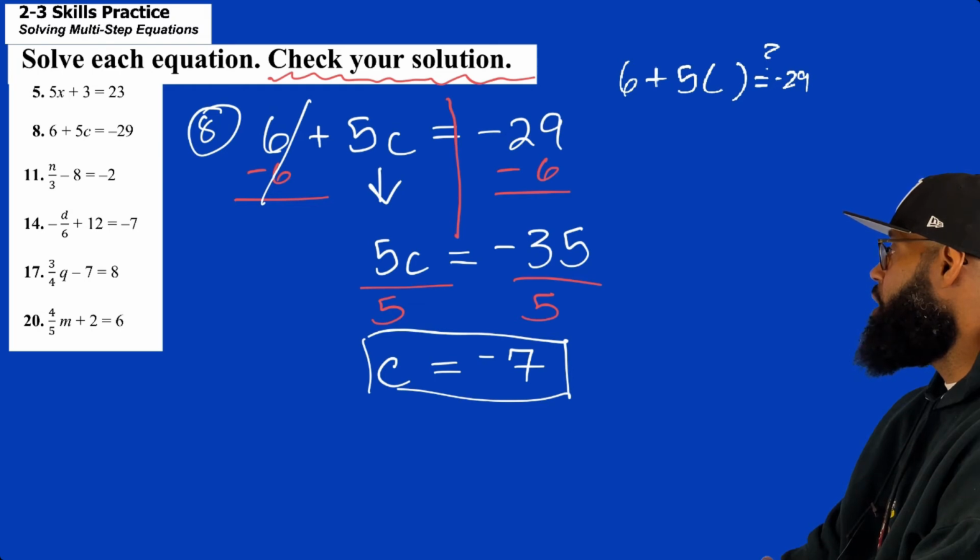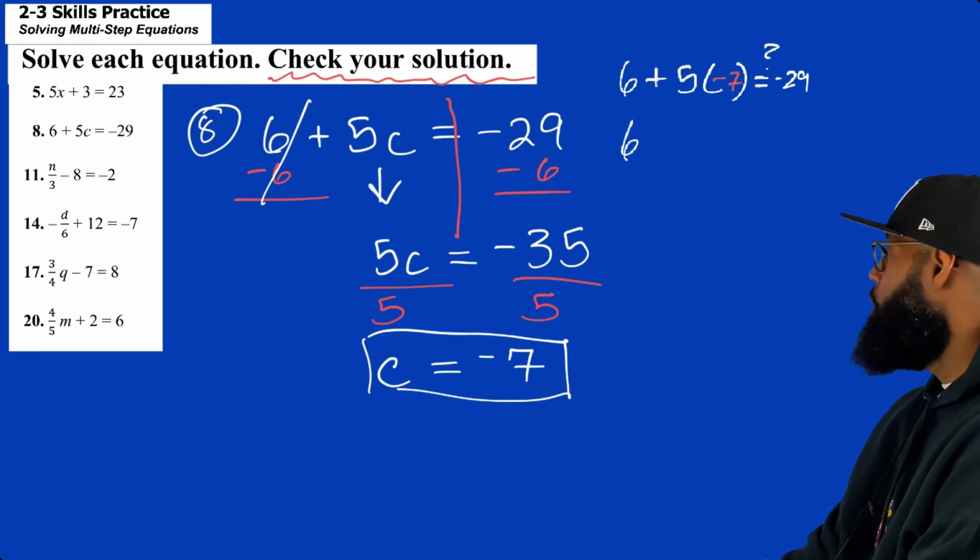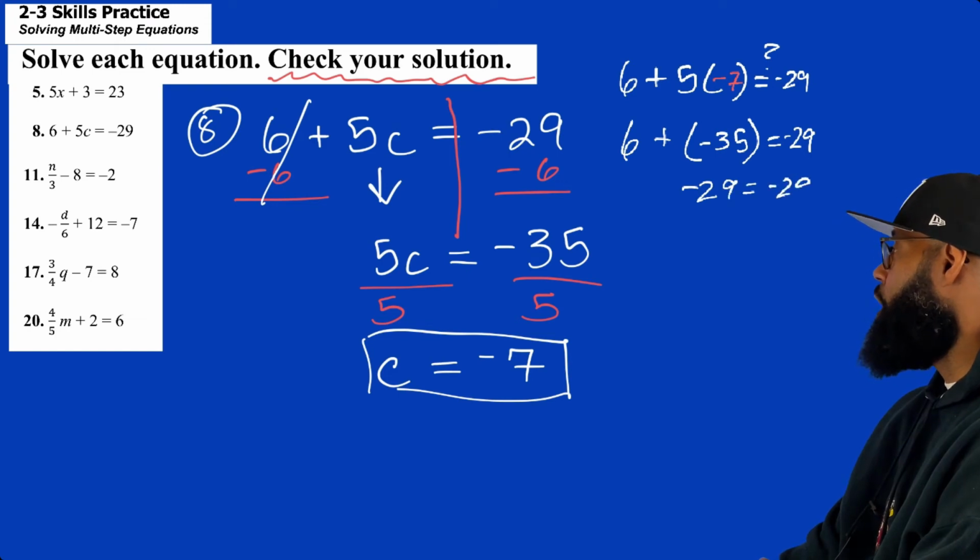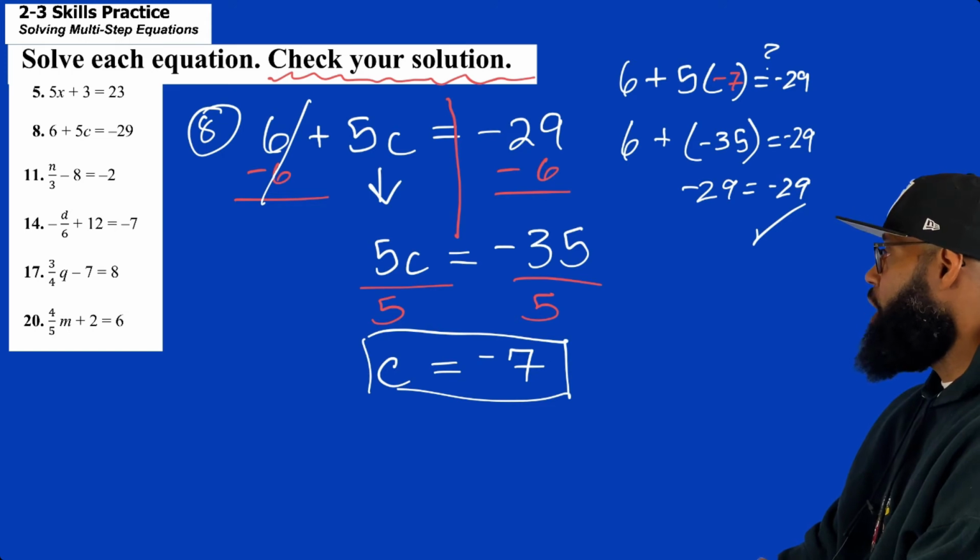There's the question mark. Where's my box? It should be a check box. All right. Got lazy, I guess. Didn't want to draw a box. 6 plus a negative 35 equals negative 29. Yes, negative 29 equals negative 29. And we are checked.